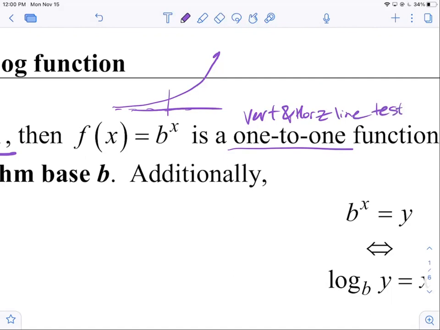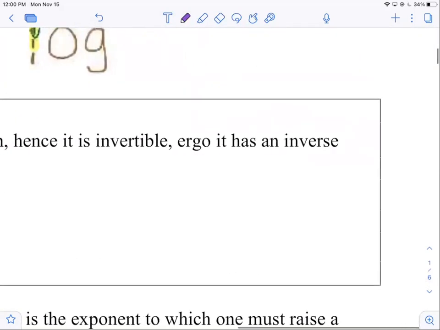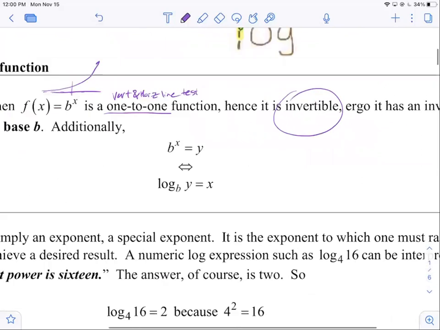Okay, that means when you reflect it across the line y equals x, you're going to get a function, because that's what a horizontal line does. It reflects across that line to a vertical line test. So doing a vertical line test on the output is the same as doing a horizontal line test on the input. All right. We call those functions invertible, remember.